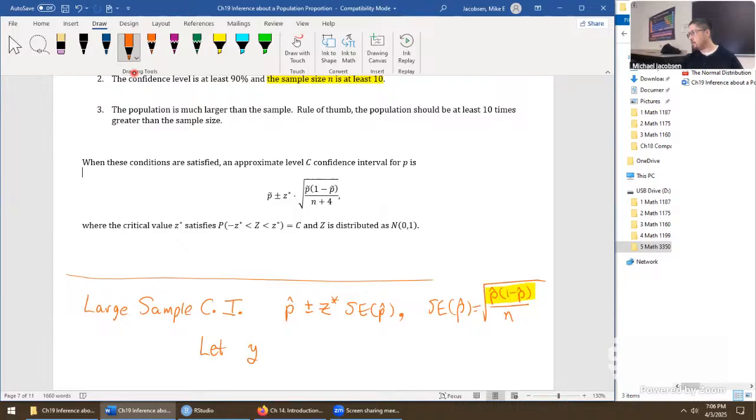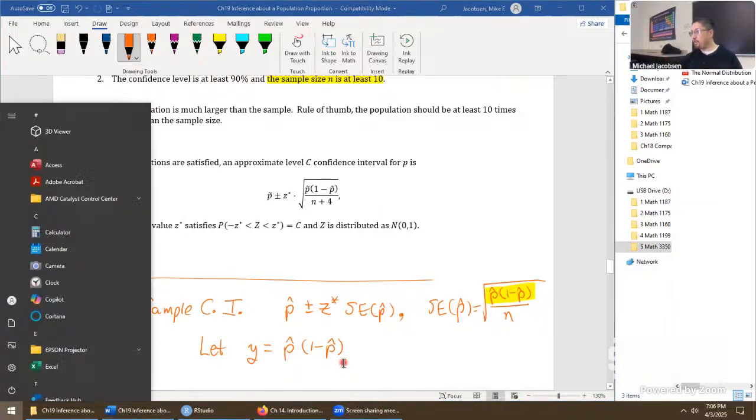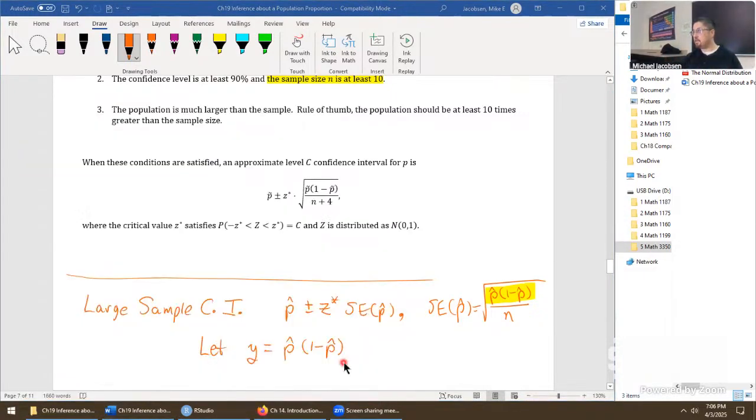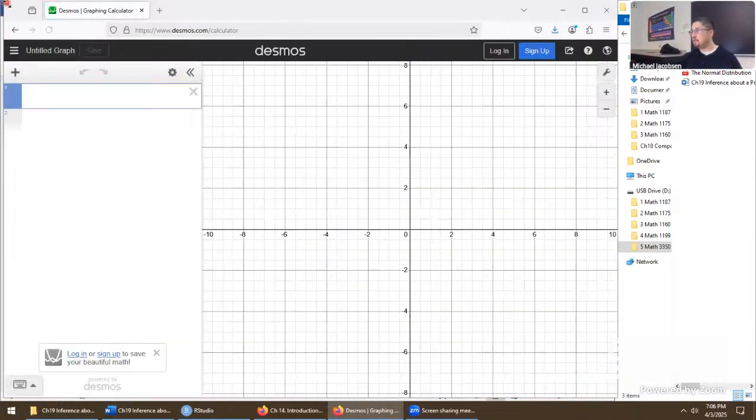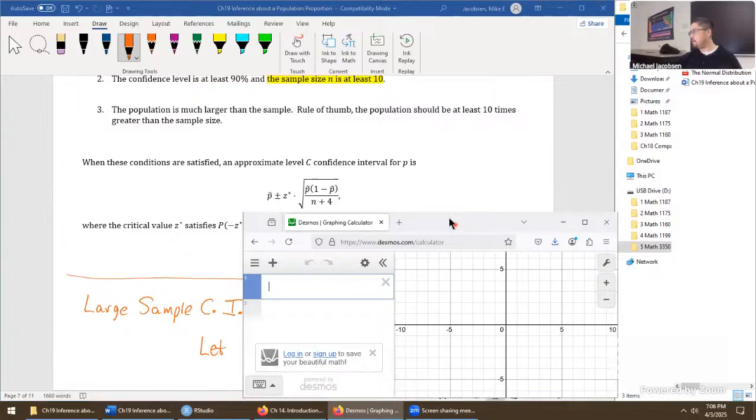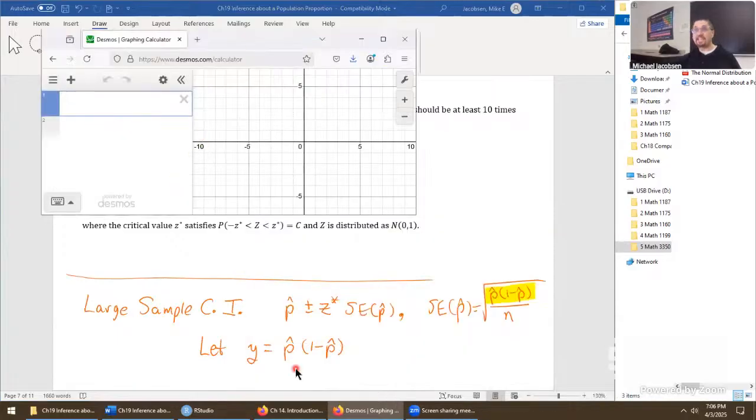Let y equal p hat times 1 minus p hat. We're thinking of this as a mathematical function now, where p hat is playing the role of, say, a variable x. It's a polynomial, it's a quadratic one, opening downwards. Let's get a good view on this, and really investigate that function.